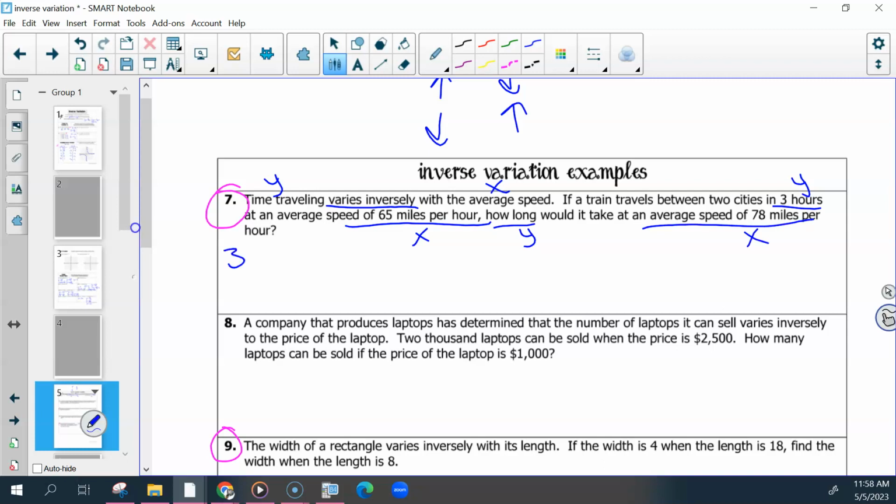Multiply 3 and 65 to find your k. Tell me what you get. 195. Here the k value works differently. It's not like some y over x, so we don't have to put words. Put that in your equation. Y equals 195 over x. Look at what you're asked to find. You don't know y, we know x, so put that in. Figure out what y is.